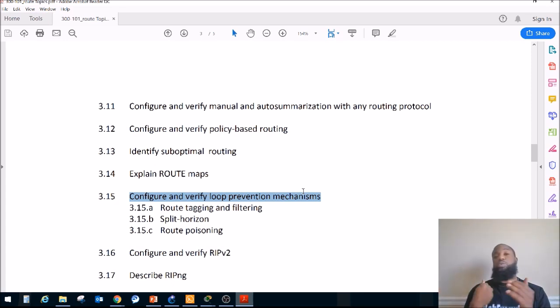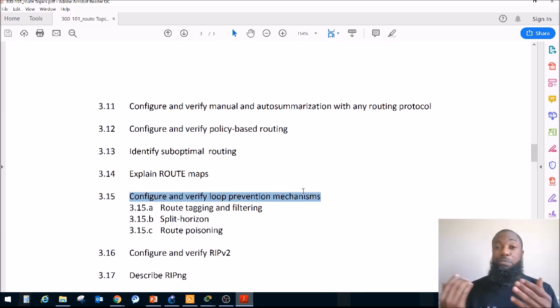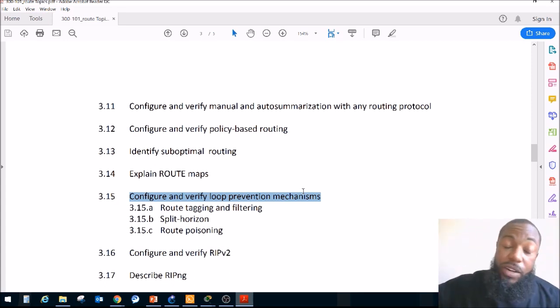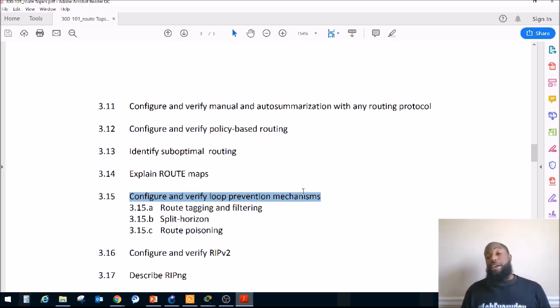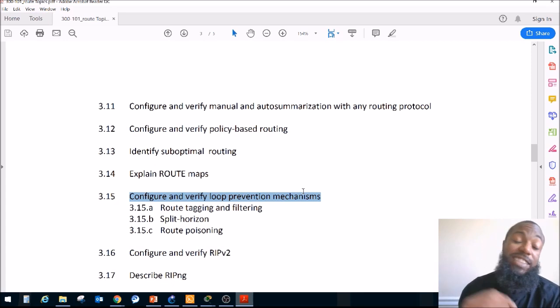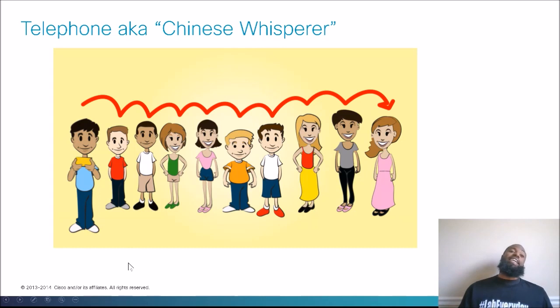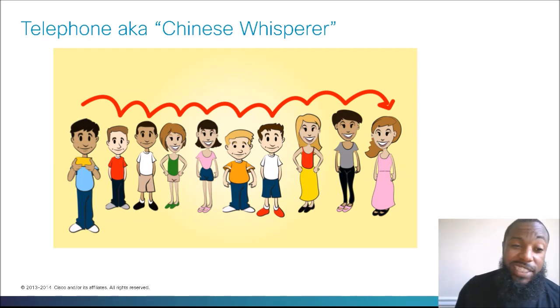So split horizon is one of those mechanisms, and before we even get into how it works, let's talk about the game we used to play as little kids called telephone, right? One kid will whisper in another kid's ear, who whispers it to another kid's ear, till it gets to the last kid, and then he's supposed to announce to everybody what he heard. And it's usually a tongue-twisting sentence just to kind of throw you off. Well, let's go to these slides real quick. Let's say you got this line of kids right here that's playing telephone. It's also known as Chinese whisper in some other countries. I didn't know that. Over here in the United States, we call it telephone.